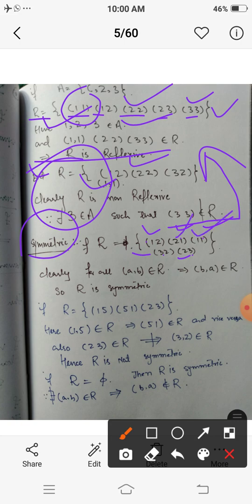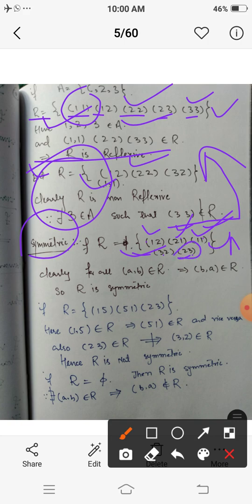Similarly, if we consider (1,1), the reciprocal of this (1,1) is again (1,1). So in set terminology, this repetition is not allowed. So this means that for (1,1), (1,1) belongs to this R. Similarly, (3,2) should imply (2,3). Here we have (2,3).